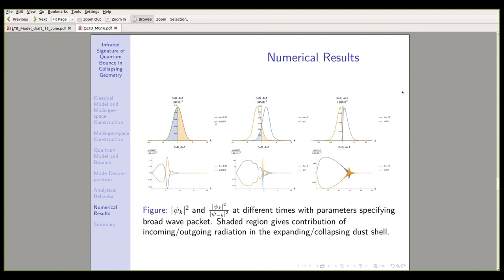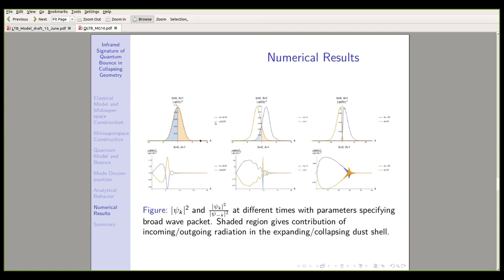We see that early in the collapse, there is very small contribution of the outgoing modes, and the major contribution is coming from the incoming radiation. As we move toward the classical singularity, we see that the contribution of outgoing modes starts to increase, and it becomes comparable to the contribution of incoming modes near the bounce point, tau equal to zero. After the bounce, similar behavior is observed in the expanding branch as well.